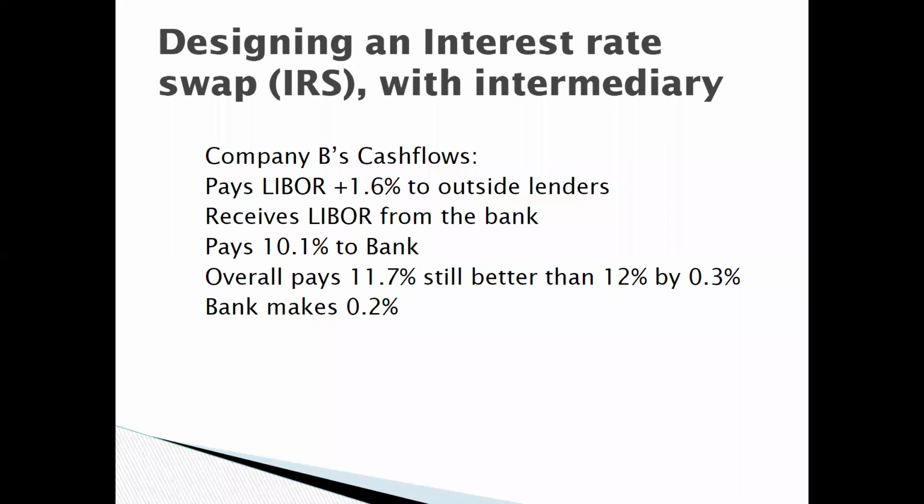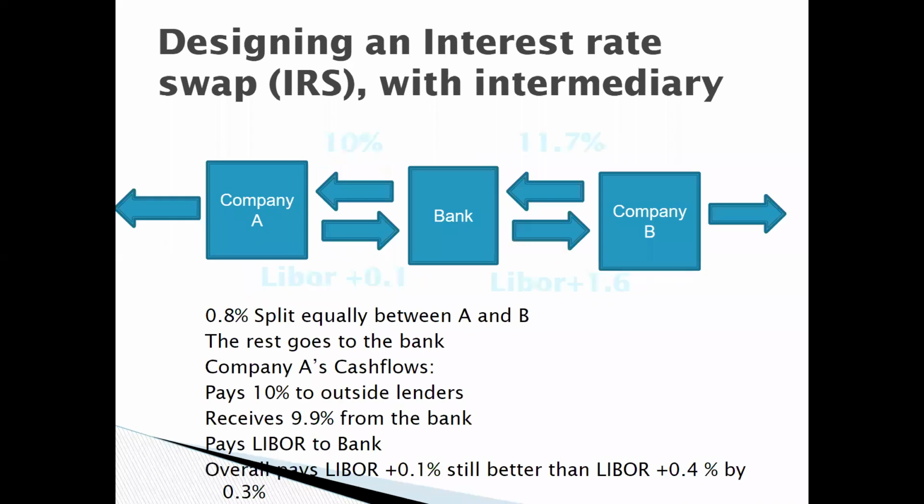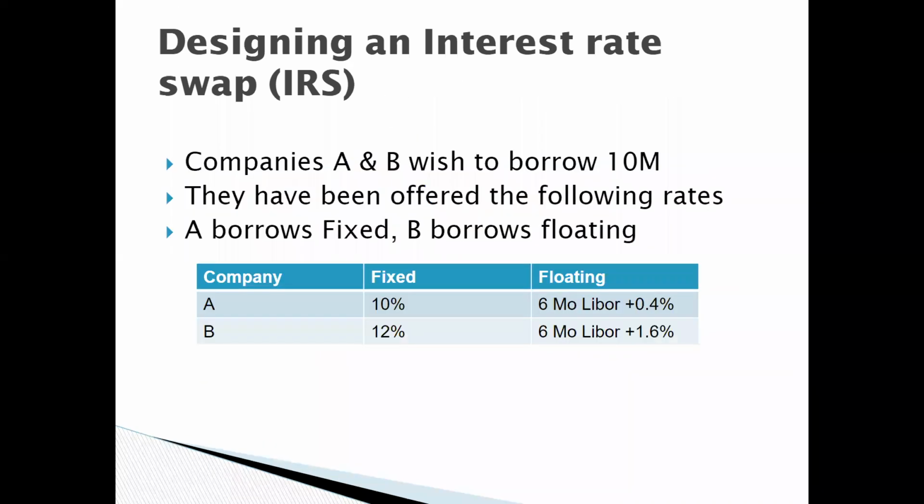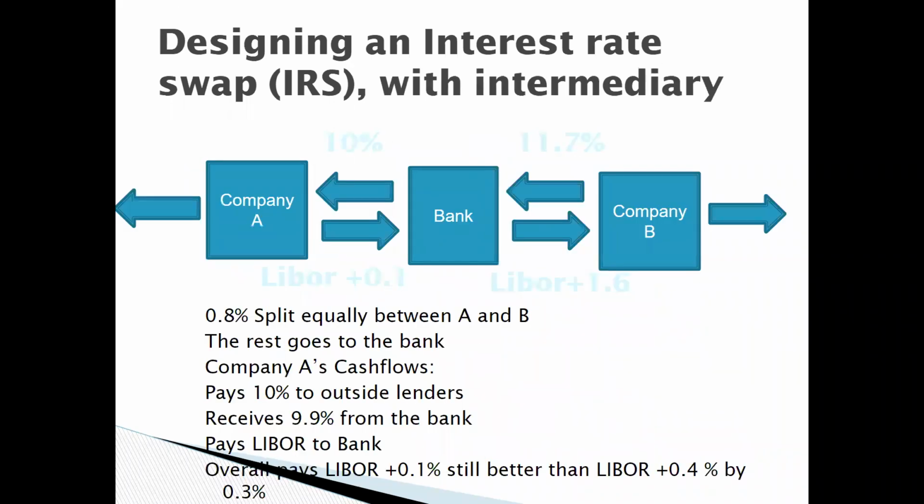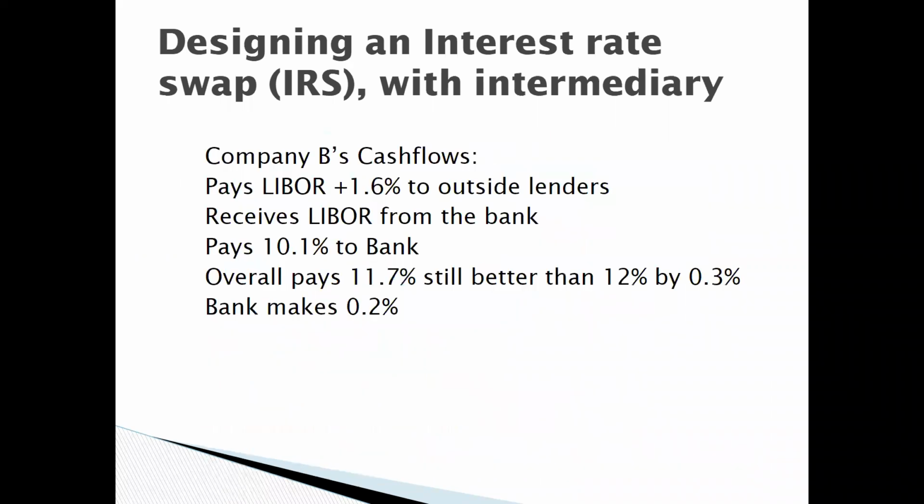So if you do that, what will happen? We will lower it by 0.3. So A's rate will now come to 10 minus 0.3, 9.7. B's rate will be 6-month LIBOR plus 1.6 minus 0.3, so 6-month LIBOR plus 1.3, and the broker will take 0.2. Is that clear? Yes, sir. Any questions, students?